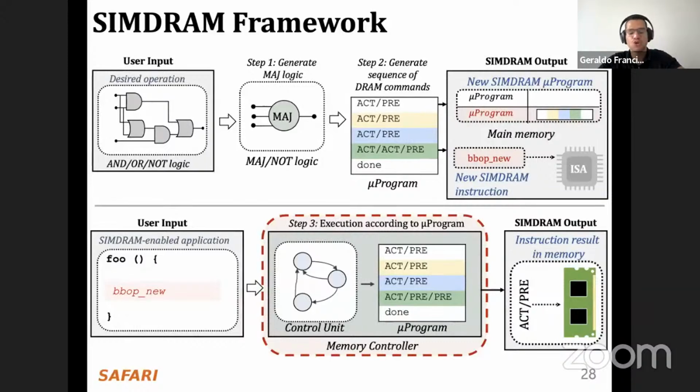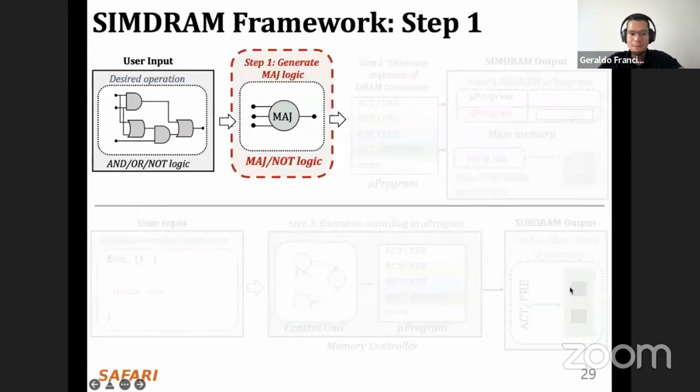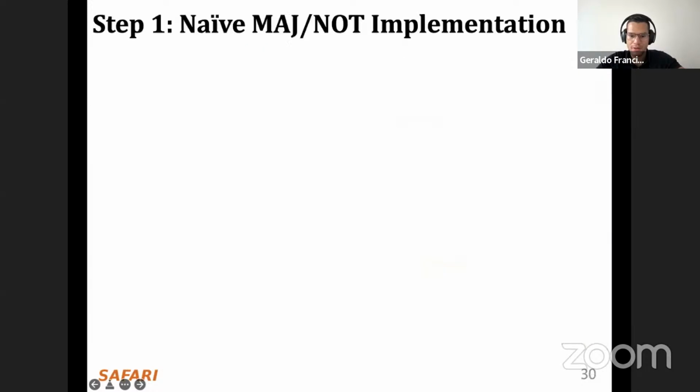But the control flow of the operation itself is completely oblivious to the user. The users don't see activate and precharge commands at all. In the end, we are going to have the result of the operation stored in memory. So I'm going to go through each one of those steps in more detail, to start with the first step.